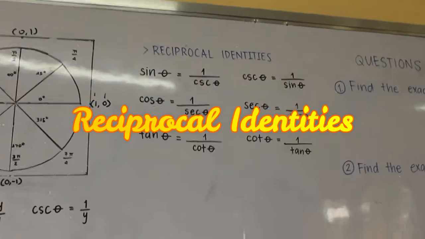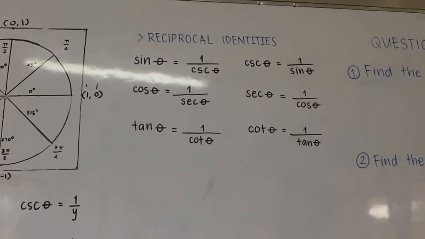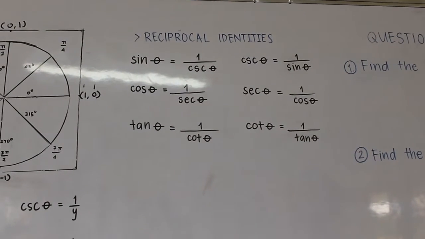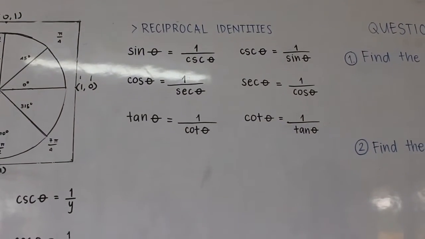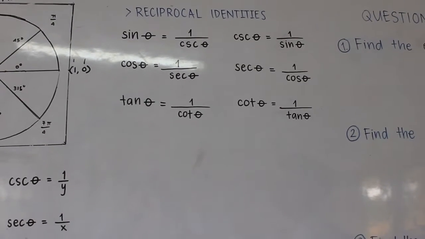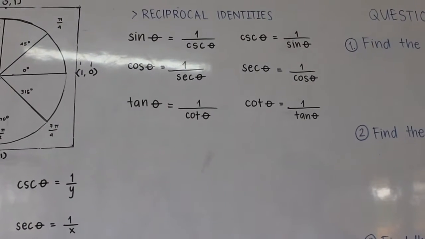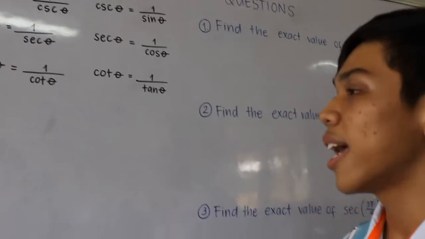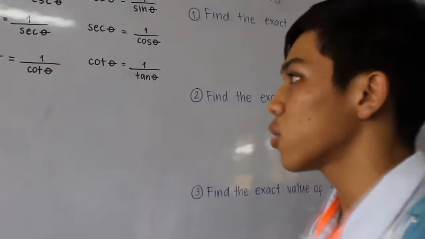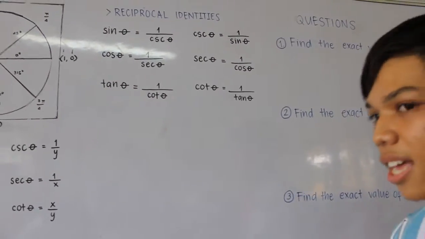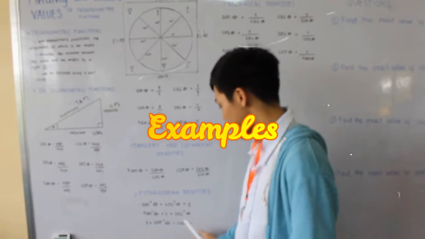For the reciprocal identities, like I said earlier, sine theta is equal to 1 over cosecant theta. And on the other hand, cosecant theta equals 1 over sine theta. They're just vice versa versions of them. So let's continue. Cosine theta is equal to 1 over secant theta, and secant theta is equal to 1 over cosine theta, and tan theta is equal to 1 over cotangent theta, and cotangent theta is equal to 1 over tangent theta. Now let's go for an example.